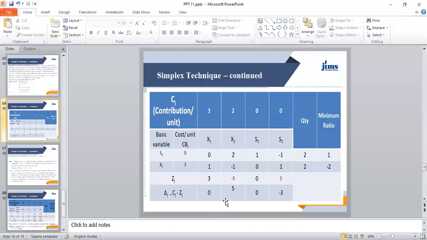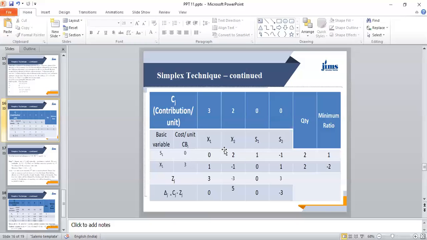So the column corresponding to the variable x2 becomes the key column, and the row corresponding to s1 becomes the key row. This becomes the key row and this becomes the key column, and the intersection of these, that is this 2, is the key element. So key column, key row and key element we have identified.